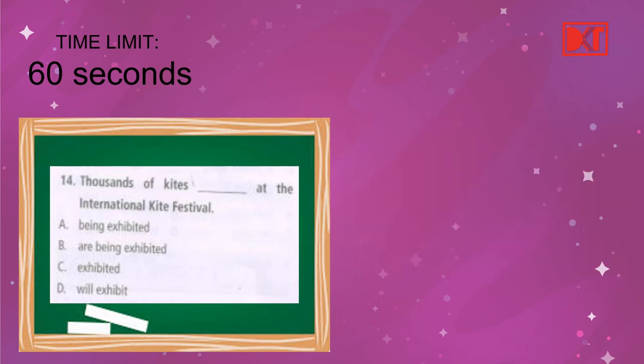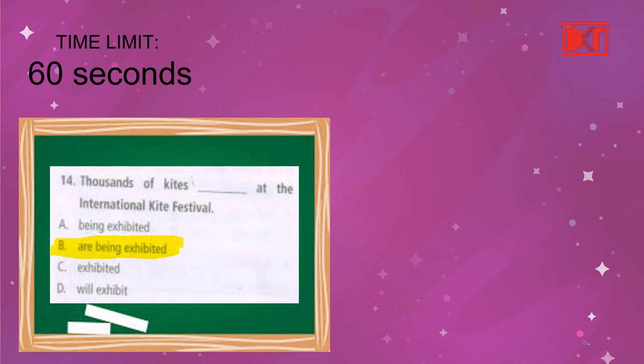Thousands of kites dash at the International Kite Festival. A: being exhibited, B: are being exhibited, C: exhibited, D: will exhibit. Here, the correct answer is B, are being exhibited. Thousands of kites are being exhibited at the International Kite Festival.